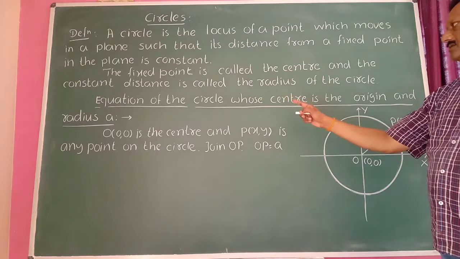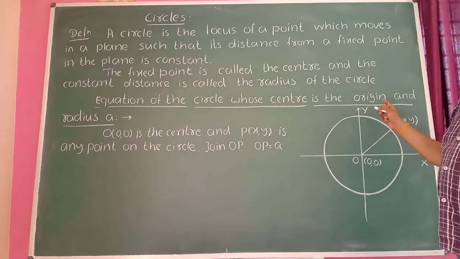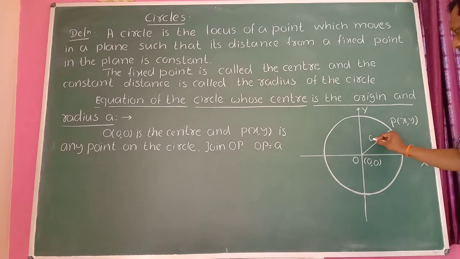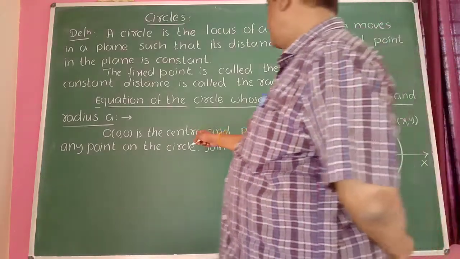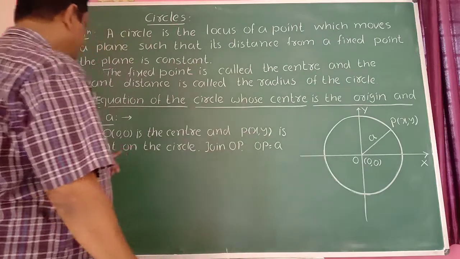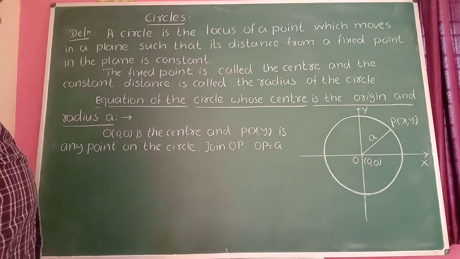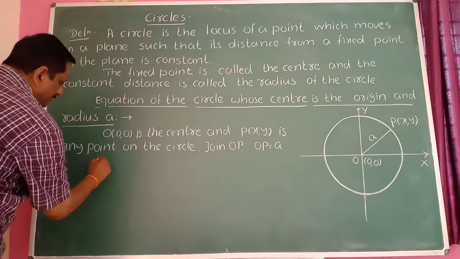Therefore, the equation of the circle whose center is the origin and the radius is a. So, find the equation of the circle whose center is the origin and the radius is a. Then find the equation of this circle. O is the center, P(x, y) is any point on the circle, join OP and take OP equal to a. Use the distance formula.